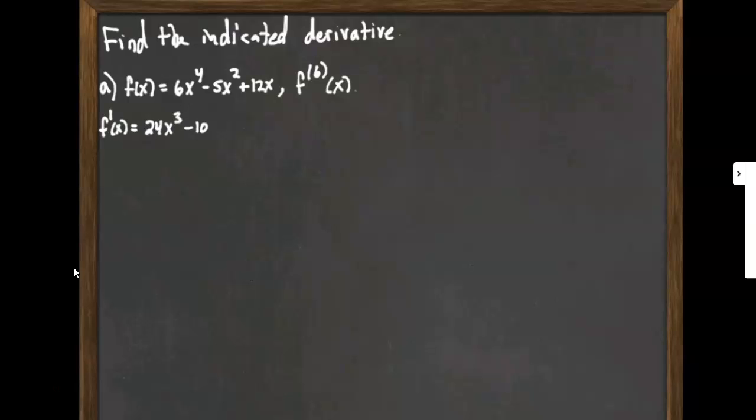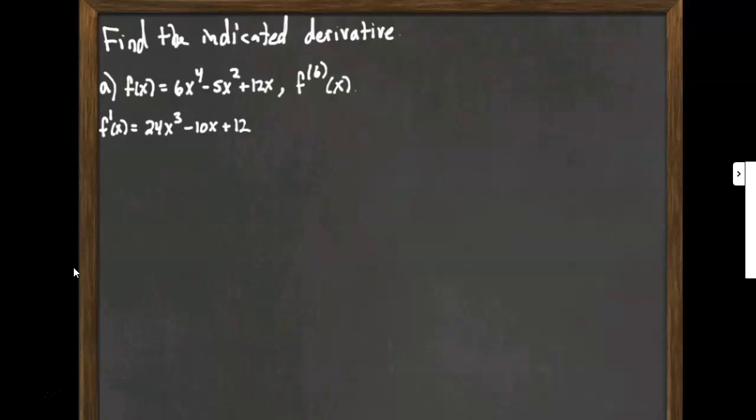So first things first, f prime. Using our power rule, that'll be 6, bring the 4 down, 6 times 4 is 24. Drop the exponent, x cubed. 24x³. For 5x², bring the 2 down, 5 times 2 is 10. Drop the exponent, so we get minus 10x. And then finally, derivative of 12x is just 12. And then we differentiate again.